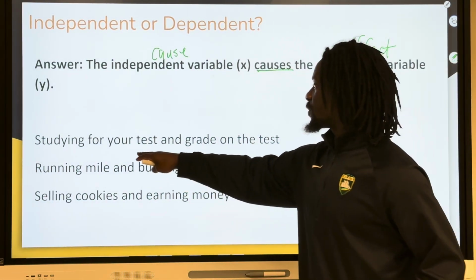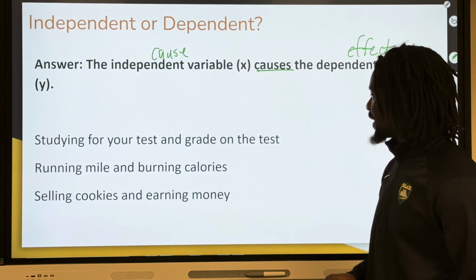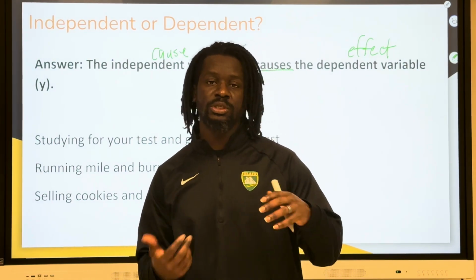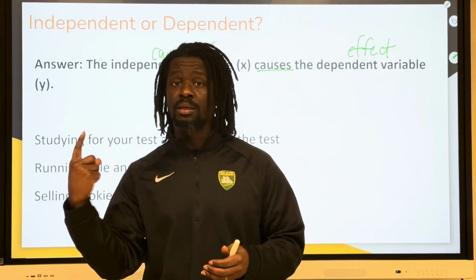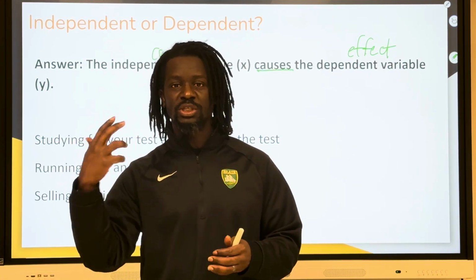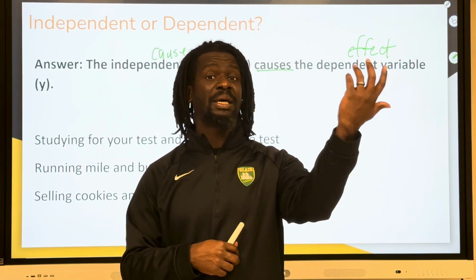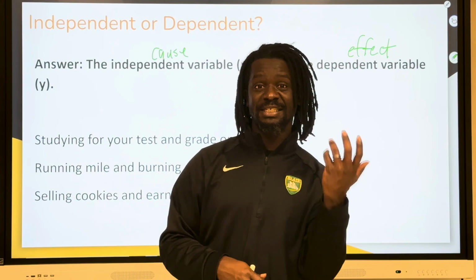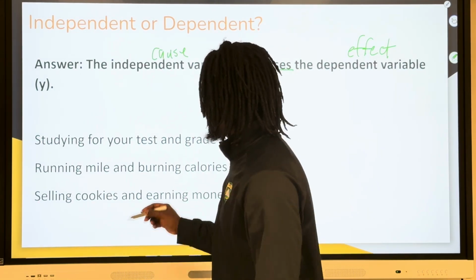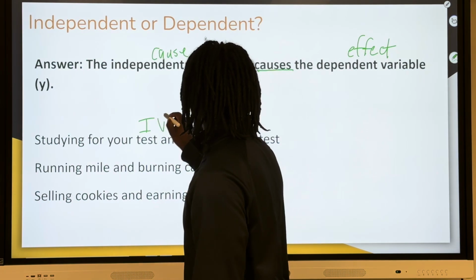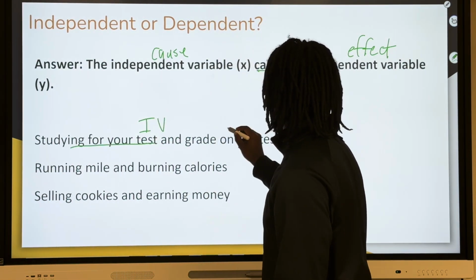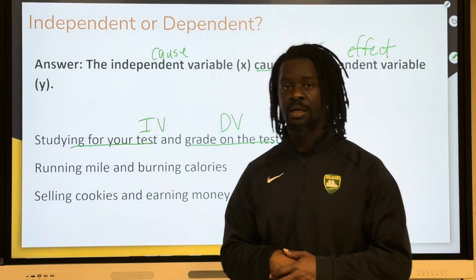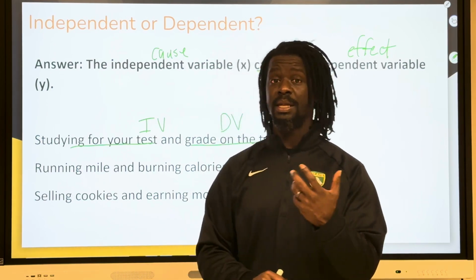Okay, so if you're thinking about this scenario where you are studying for your test and the grade that you make on your test, which is independent, which is dependent? Well, studying for a test, the more you study, the more likely you're going to have a better score on the test. Usually, how much you study causes your results for the test. So in this case, the independent variable would be how much you study for the test. The dependent variable would be the grade on the test, okay? Independent, studying; dependent, score.